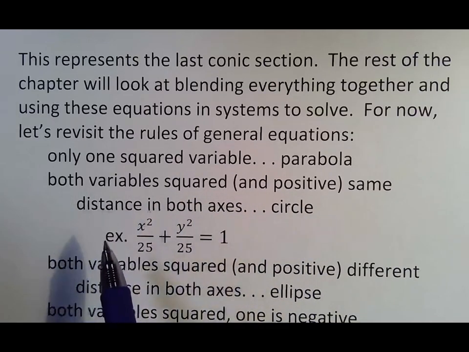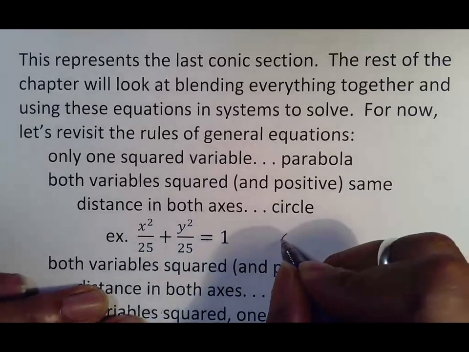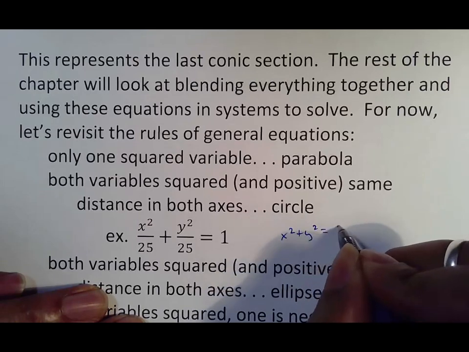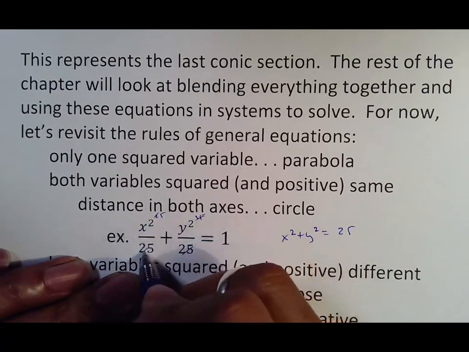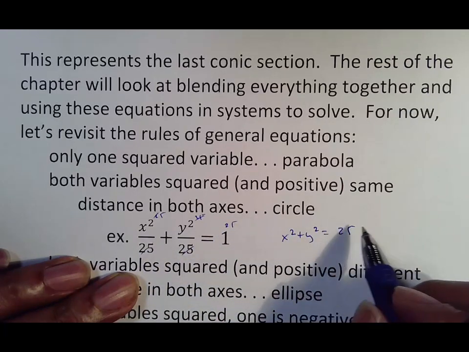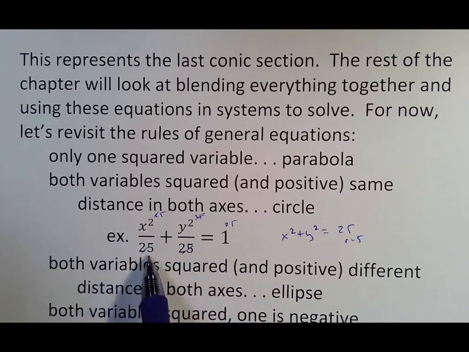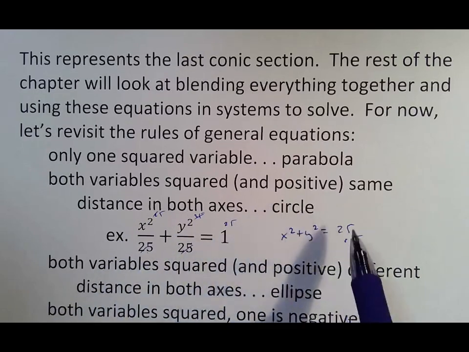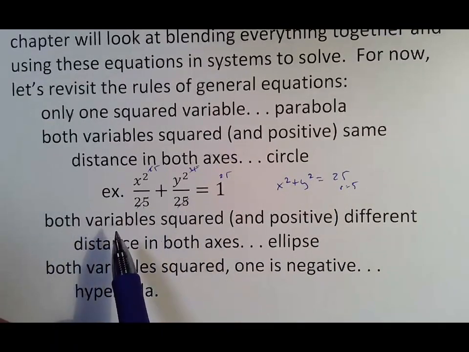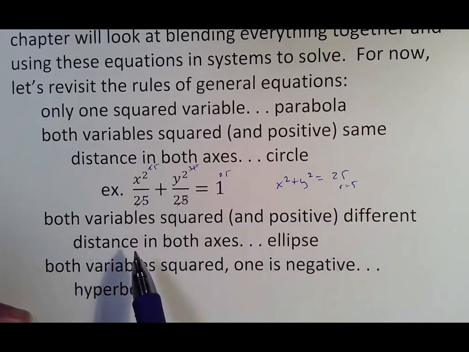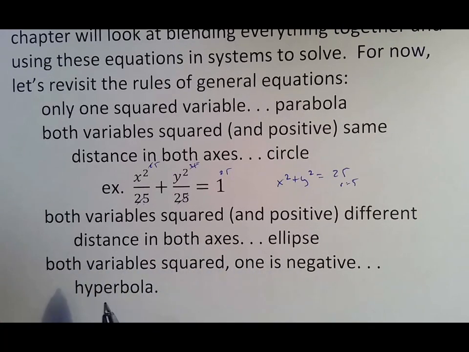The reason I have this example here is if you have the same number here, that's actually just a circle, which should be written as x squared plus y squared equals 25, because if you multiplied by 25, these would cancel, and that would turn 25, and there is your r equals 5. So even if you thought it was an ellipse, if you have the same number on the bottom, get rid of it, put it in standard form that way. And then again, if you have both variables squared and positive, but different distances, it's an ellipse, and if both variables are squared and one is negative, then you have a hyperbola.